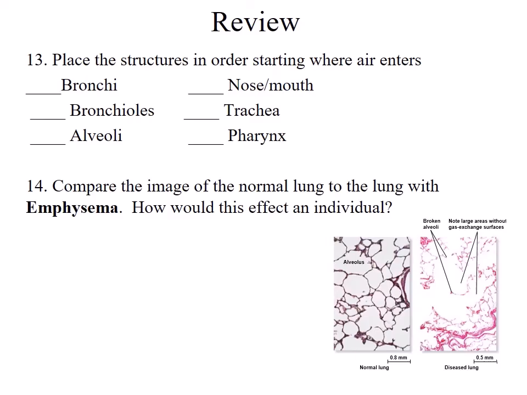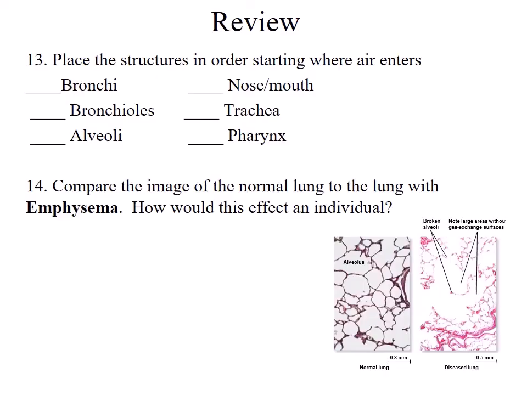So let's review. Place the structures in order, starting with where air enters. I'll give you a minute to look at that. All right, so where does air enter? We would start at the nose and mouth, and then go from the nose and mouth to the pharynx, and then to the trachea, and then to the bronchi, and then to the bronchioles, and to the alveoli. What did I forget to include? The larynx. So really we'd go nose, mouth, pharynx, larynx, trachea, and so on.